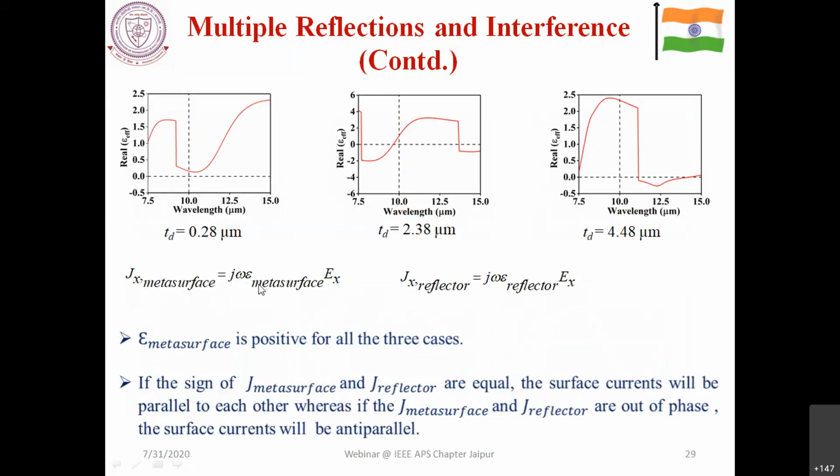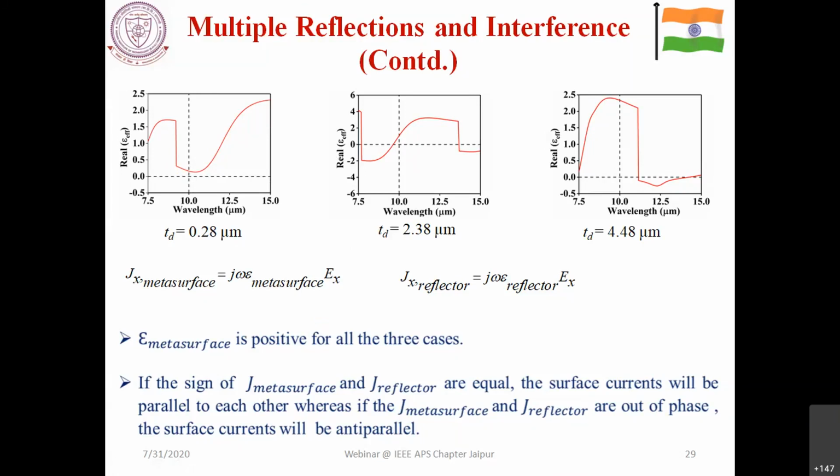So what you can find out is that epsilon reflector is always negative. Epsilon reflector is nothing but the metal thing, right? And epsilon metasurface, which is the periodic one, will obviously change based upon the relation. So you can see the variation something like this. For all these values, at 10 micron wavelength, the real epsilon effective or epsilon metasurface is positive for all three cases. So you see that all of those are positive.